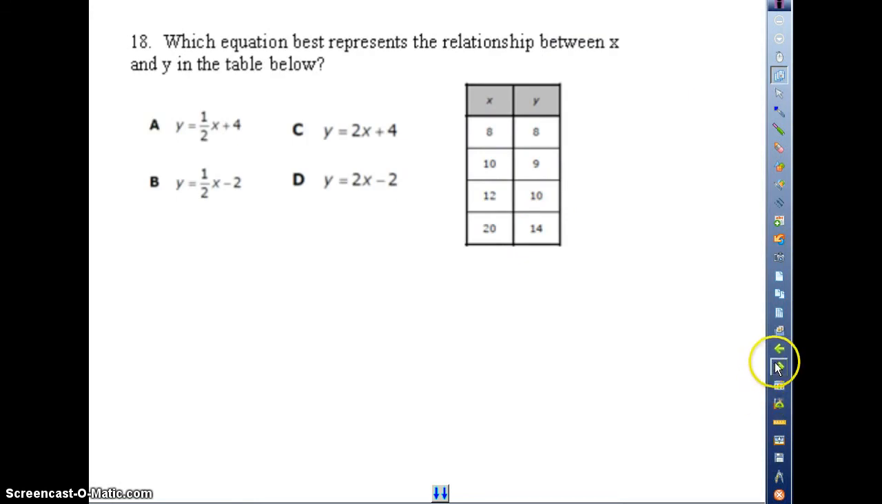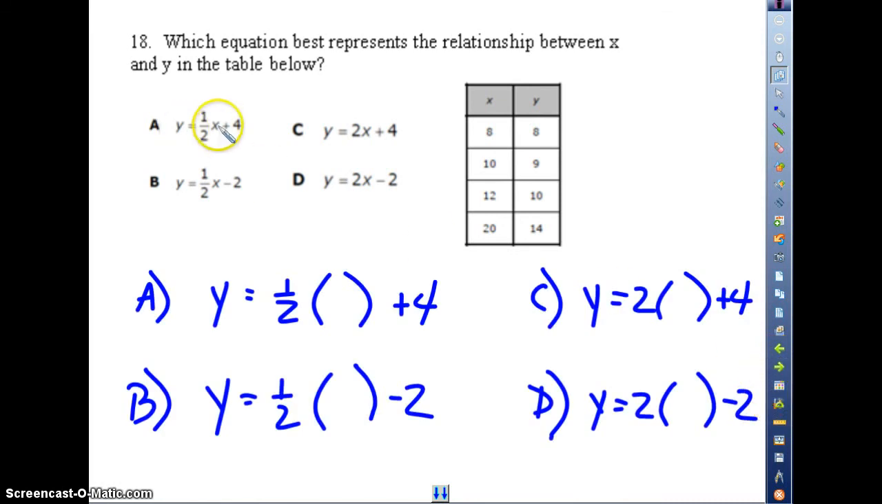Number 18, which equation best represents the relationship between x and y in the table? Hey, they give you all kinds of x's that you can plug in, test out to see if you get those y's as an answer. So every place there's an x, drop a number in from your table. Pick any number you want to. I decided to pick 10 because half of 10 is what? And then add 4 to it.